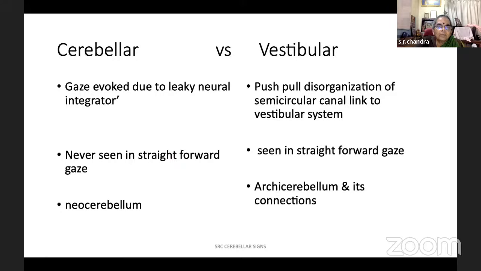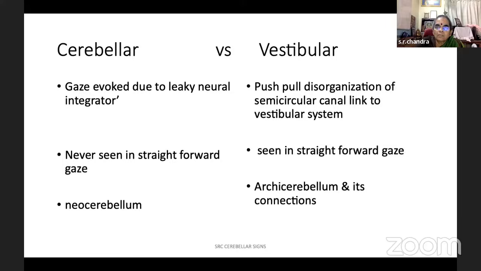So now we will see how you are going to differentiate the eye signs in cerebellar versus vestibular disease. It's a gaze-evoked nystagmus due to a leaky neural integrator. So what do you understand by that? When you look to the right, the fast component of the nystagmus will be to the right. When we look to the left, it will be to the left. So that is gaze-evoked nystagmus. It is never seen in straight-ahead gaze, and it is due to neocerebellar disease.